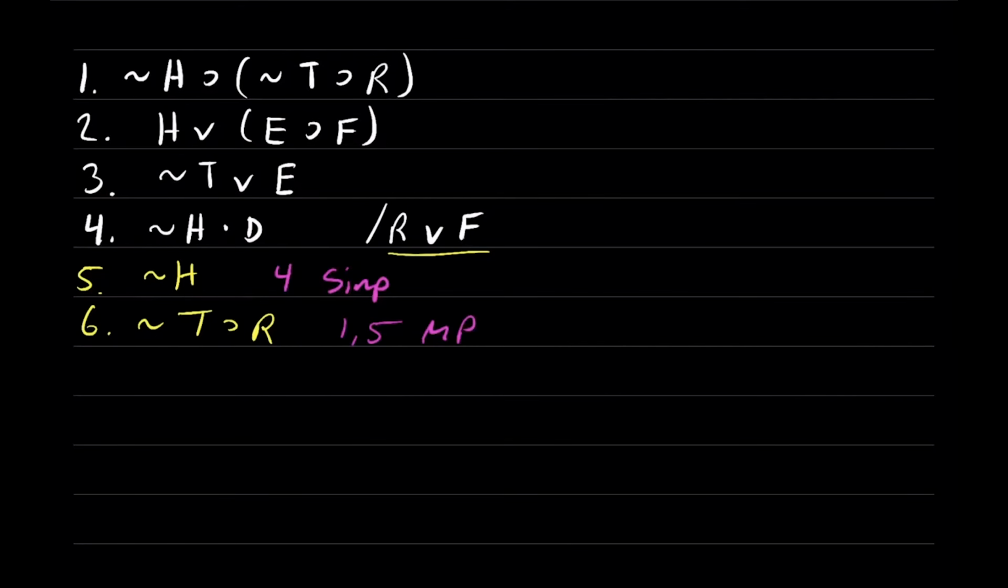Okay, well, line 2 tells us that either H is the case or E implies F. Well, we know H is false. That's what we found out on line 5. So from that, using disjunctive syllogism, we can get E implies F. Right? Line 2 says either H is the case or that expression in parentheses, but we know H is false. So the expression in parentheses, E implies F, has to be true. That's going to follow from line 2 and line 5 by disjunctive syllogism, DS.